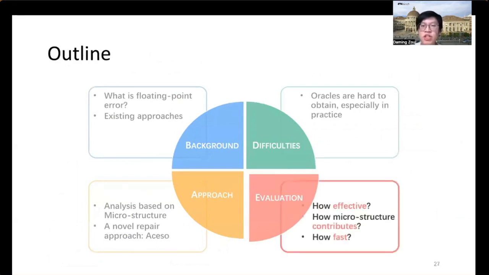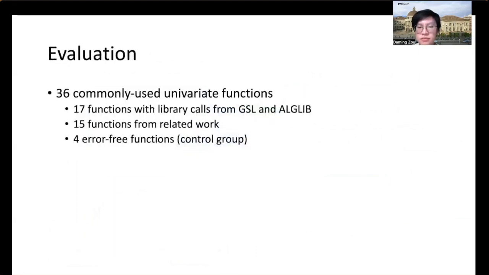In the last section, we introduce the evaluation of SSO and answer 3 questions. How effective is SSO? How does microstructure contribute to SSO? And how fast and scalable is SSO? The benchmark of our evaluation includes 36 commonly used univariate functions, where 17 of them involve library calls, whose oracles are very hard to obtain and thus cannot be handled by previous work. 15 functions are directly from related work, and we also include 4 error-free functions as a control group. On error-free functions, we know that there won't be an available patch, but we're still curious about how SSO deals with them.